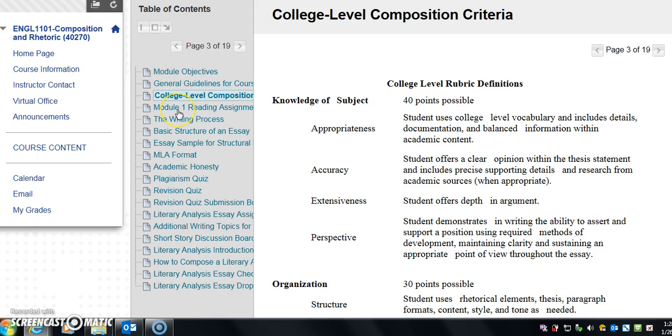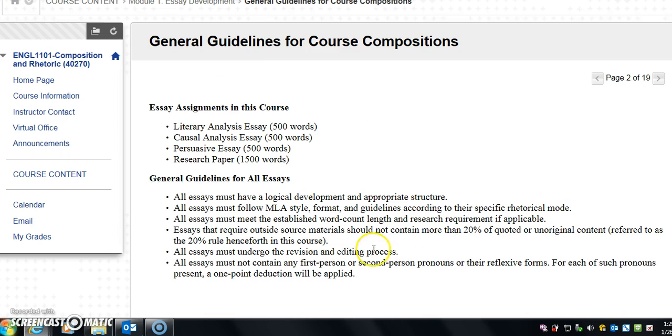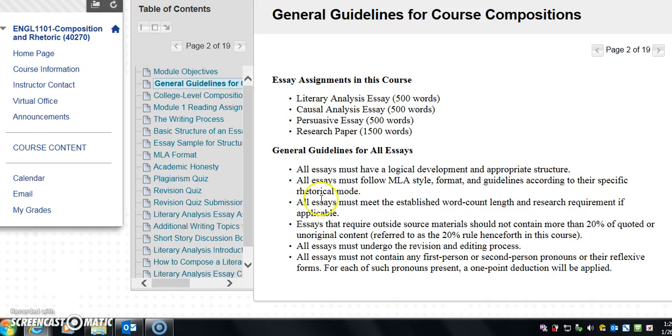with these items. If you look through all 3 modules, you'll note that the first 3 or 4 items that you see are these. They are the same thing posted 3 times over because they are important. They're posted in every module as a reminder for you. So make sure, like I said, that you visit these general guidelines. Let's go over them real quick. All essays must have a logical development and appropriate structure. All essays must follow MLA style, format, and guidelines according to their specific rhetorical mode. All essays must meet the established word count length minimum and research requirement if applicable.